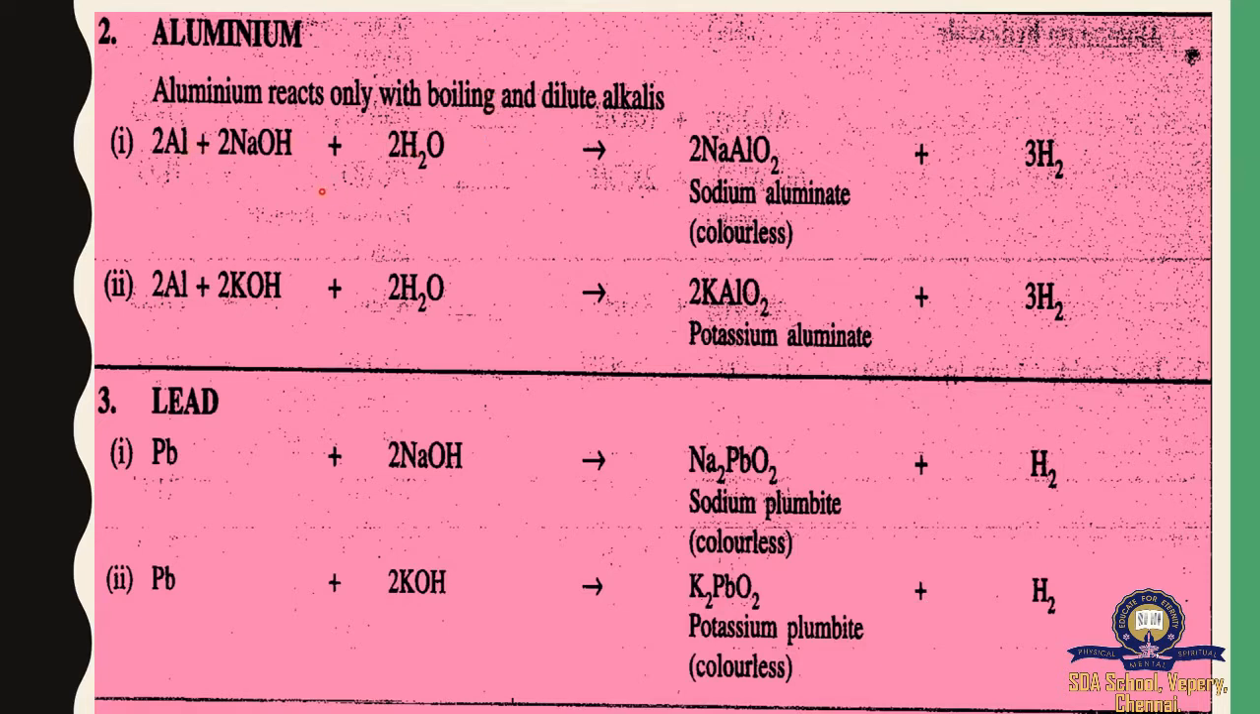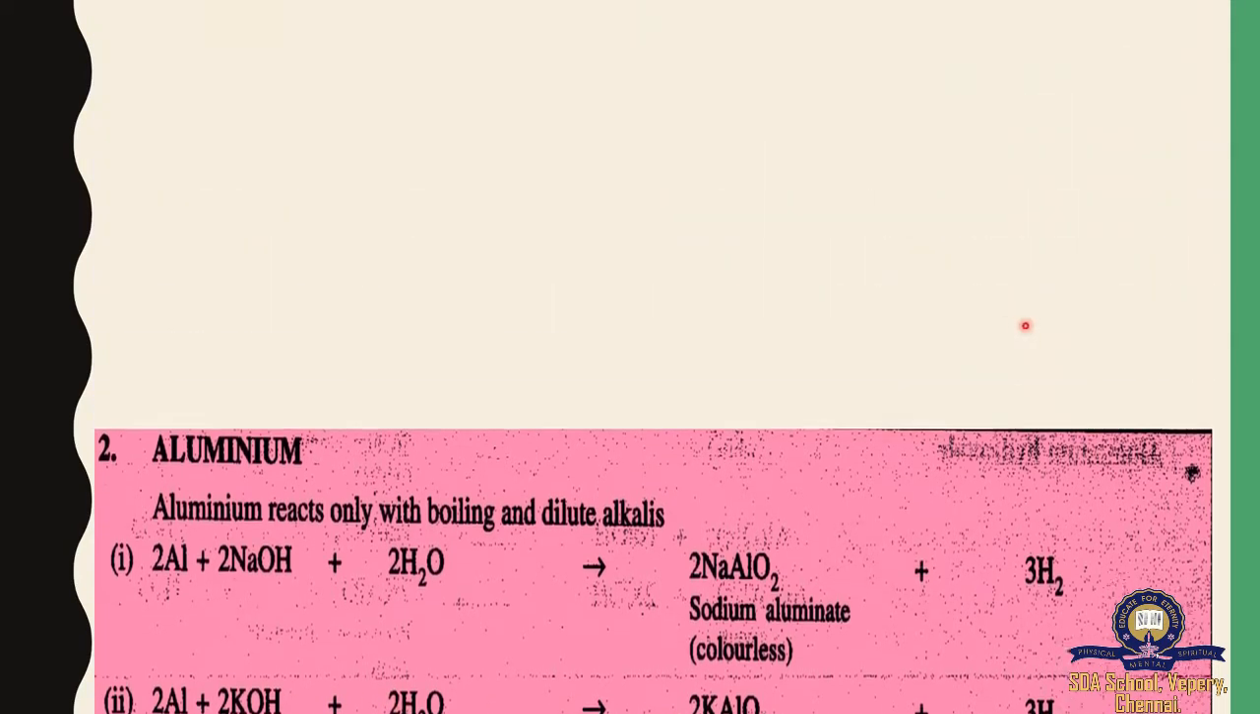the alkalis. Next, aluminium reacts with potassium hydroxide and water. It gives out potassium aluminate and hydrogen gas is liberated. So only aluminium metal reacts with dilute alkalis, not a concentrated one. Here also we are not giving the temperature.